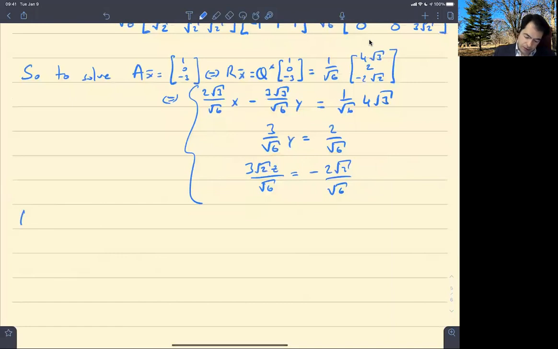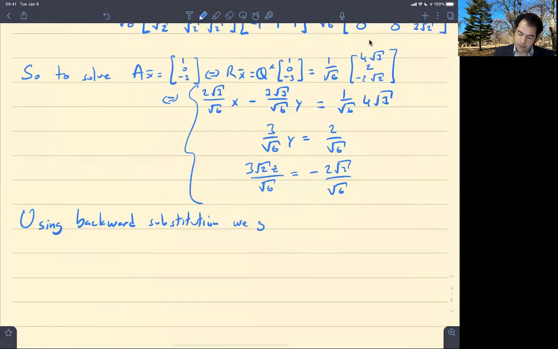So in this case it is even simpler because we had some orthogonality already in the matrix A. But in any case, using backward substitution, from the last one, if you cancel out all of the square roots, you see z is just minus 2/3. From the second equation, cancel out the square roots. You see that y is equal to 2/3. And then plug y into the first equation, and you find that x is equal to 3.